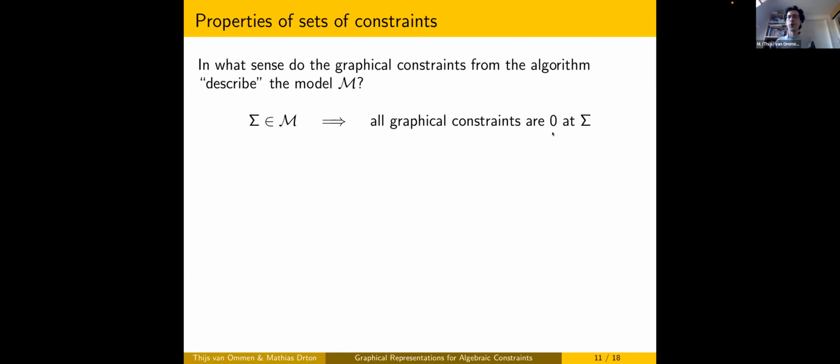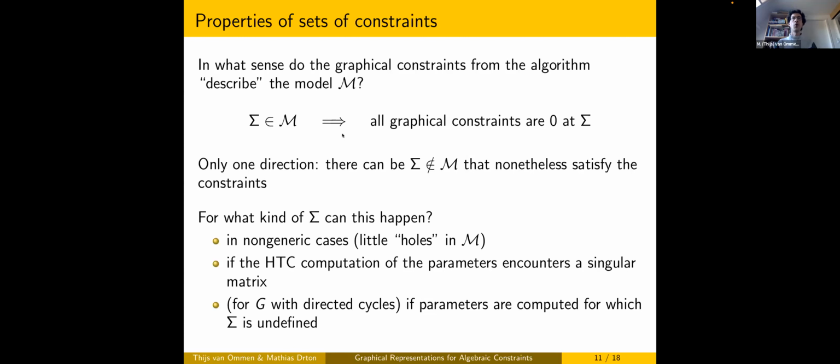And by the way, because we do not need to represent these as very big polynomials, but just as determinants, this computation can be done very quickly because a determinant can be evaluated quite quickly, while a very long polynomial could take more time just by its size to evaluate. Right, so that's one implication, but the implication in the other direction, unfortunately, doesn't hold in general. There can be sigmas that are not in the model, but that nonetheless satisfy the constraints. So that's a limitation of these descriptions at this stage.